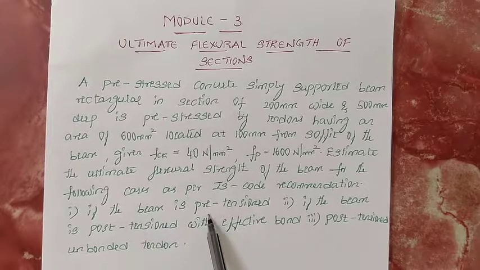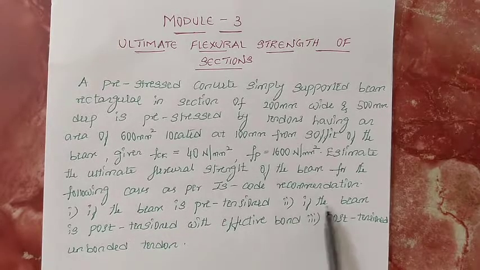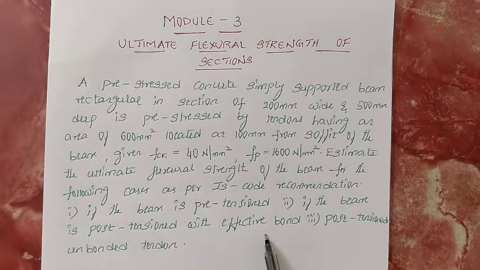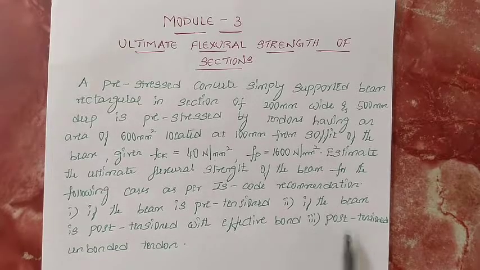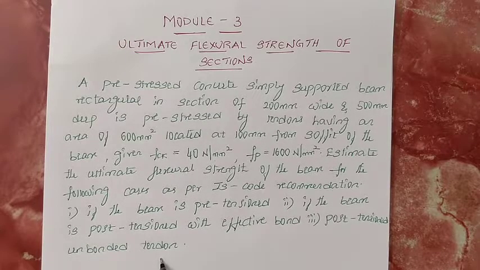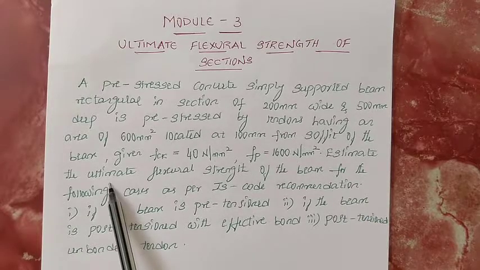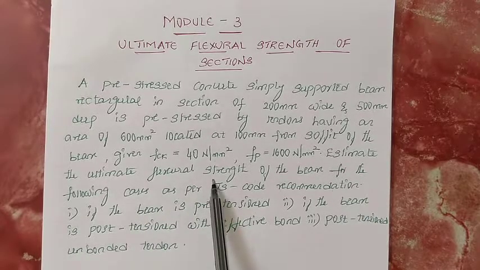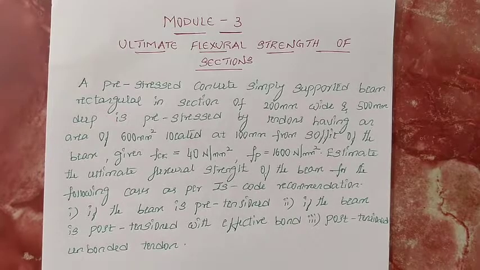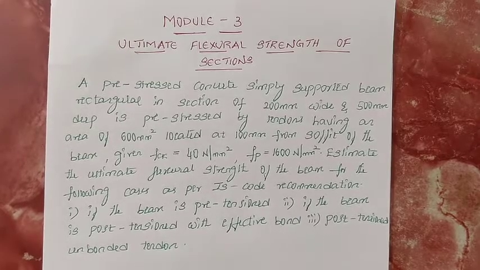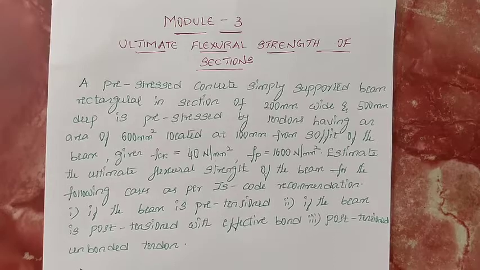First case, if the beam is pre-tensioned. Second one, if the beam is post-tensioned with effective bond. Third one, post-tensioned with unbonded tendon. In this problem, you need to estimate the ultimate flexural strength for all the three cases. The first step, write down the given data.